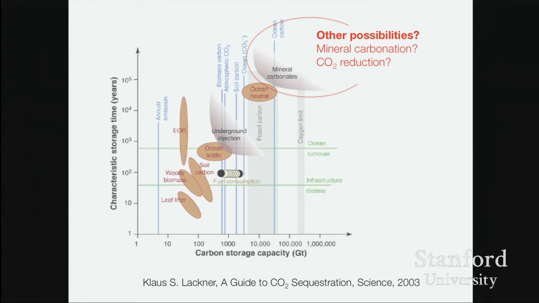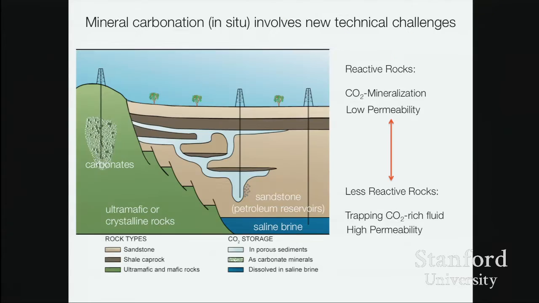Okay, good. So these are some of the other possibilities: mineral carbonation. The idea here is to take CO2. You could inject it underground, or you could do this above ground, but the idea is to rely on the chemical potential of the rocks to convert the CO2 directly into carbonates instead of storing it as a fluid. And what's shown here is a cross-section.